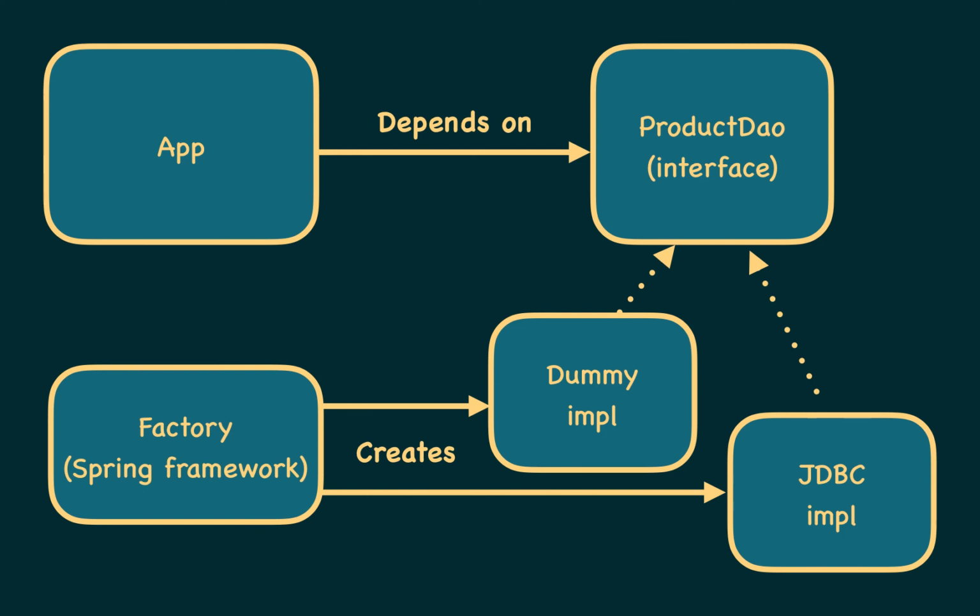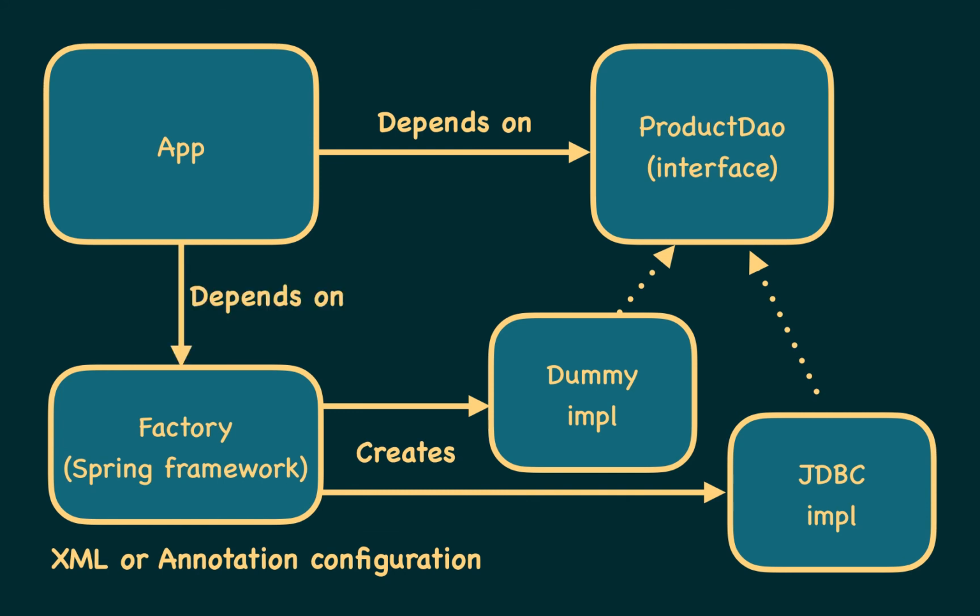So the Spring Framework maintains a container, and based on either XML or annotation based configurations, Spring is going to create objects of these dummy or JDBC implementations and then maintain them. So our application now depends on Spring rather than the actual implementations. So this is the concept of Spring as a factory of beans, where we configure Spring such that it has access to objects of the dummy implementation, JDBC implementation, or if need be tomorrow some other implementation.